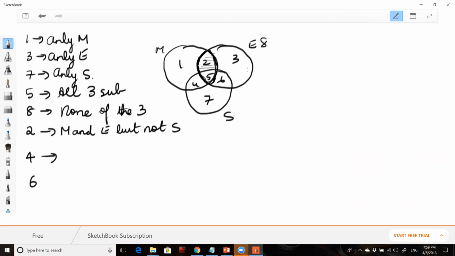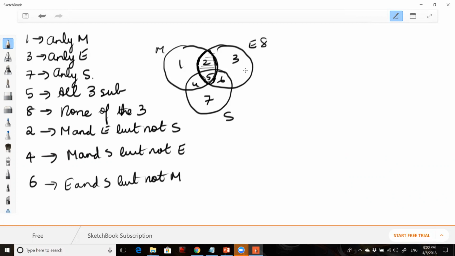If you understood this, what does region 4 represent? Think about it in terms of the circles. It's very, very easy to figure it out. Yes. Region 4 represents math and science, but not English. And finally, region 6 will represent English and science, but not math. So be a little careful in understanding what the regions are, because if you don't, you're going to mess up the entire Venn diagram. You shouldn't go wrong at the creation of the Venn diagram itself, because then you'll be shooting yourself in the foot.